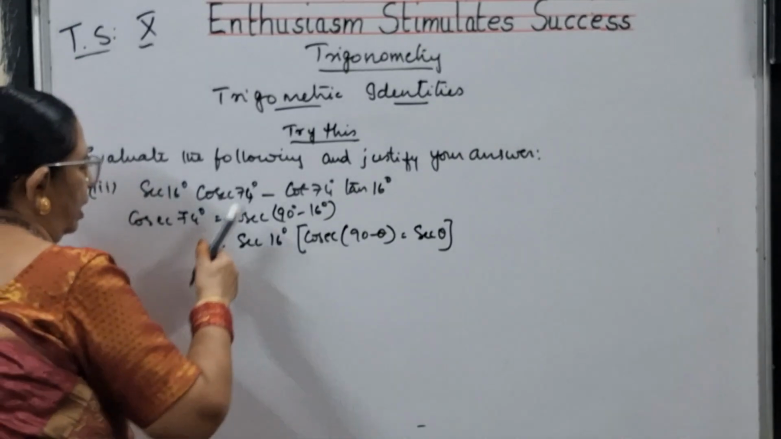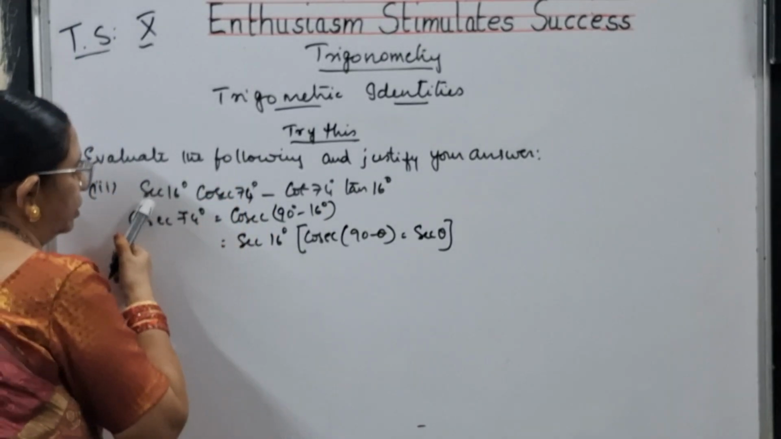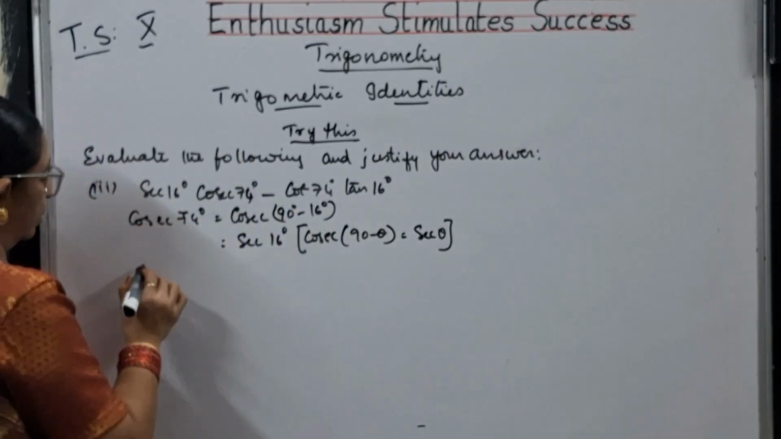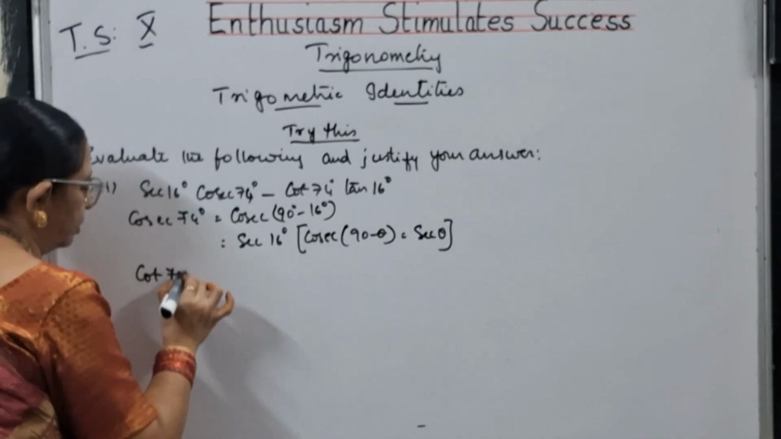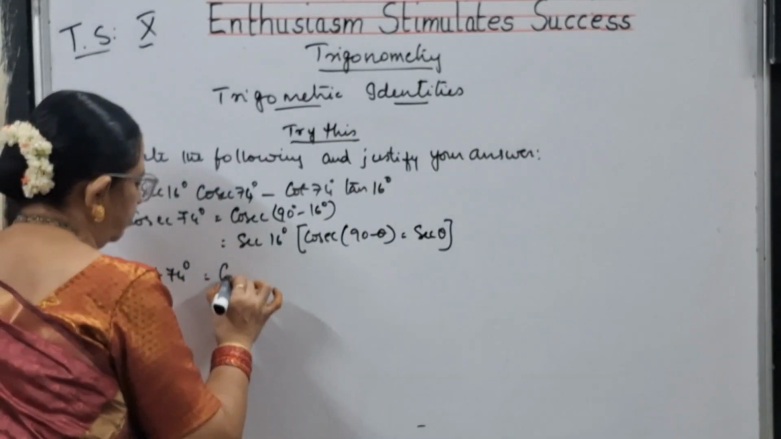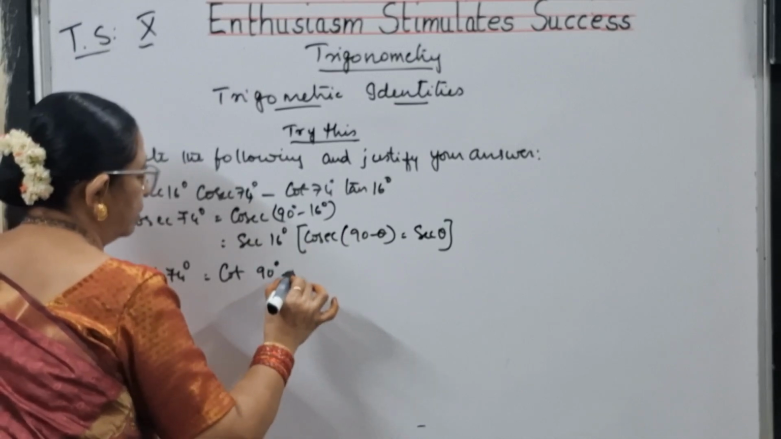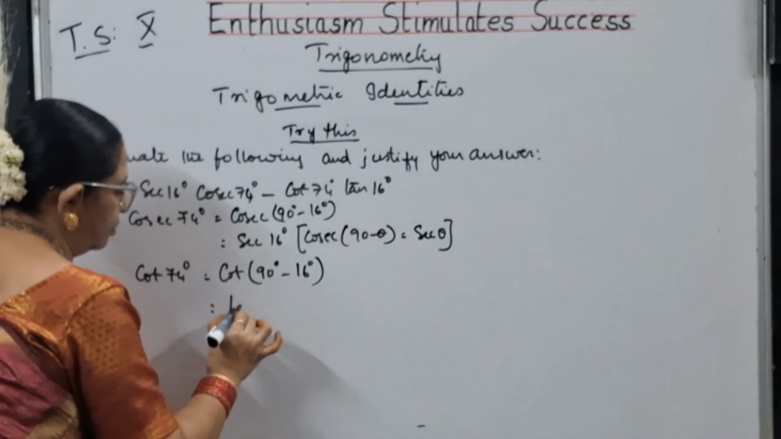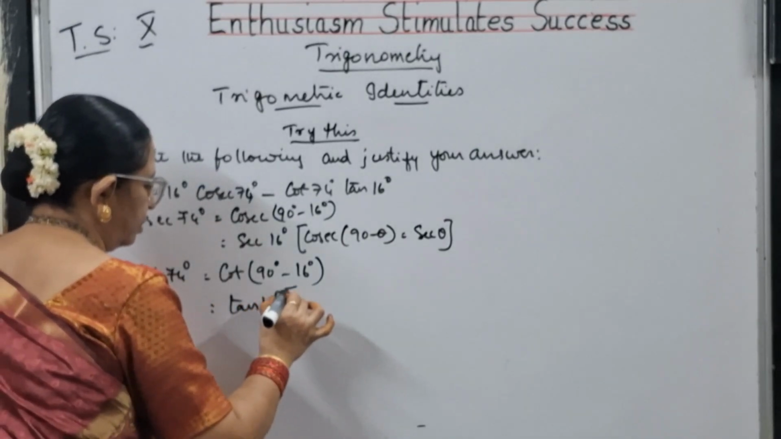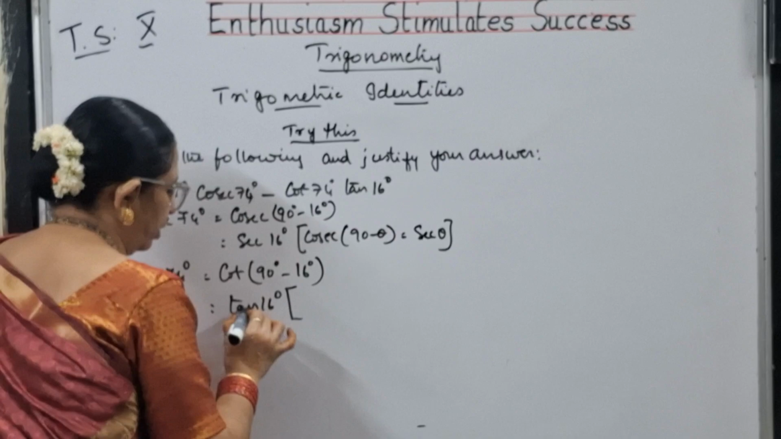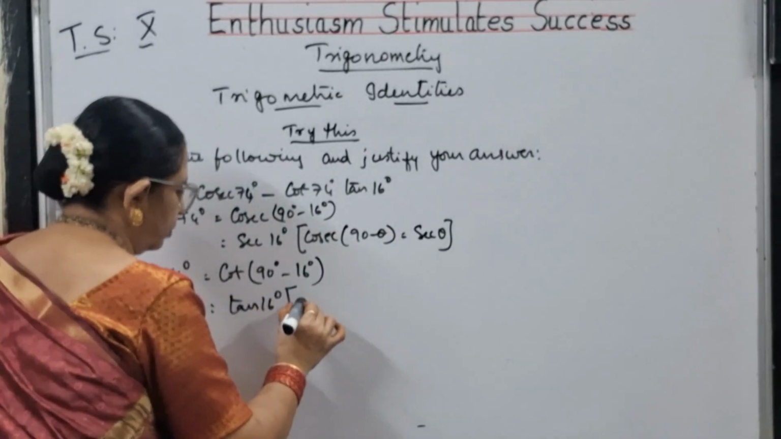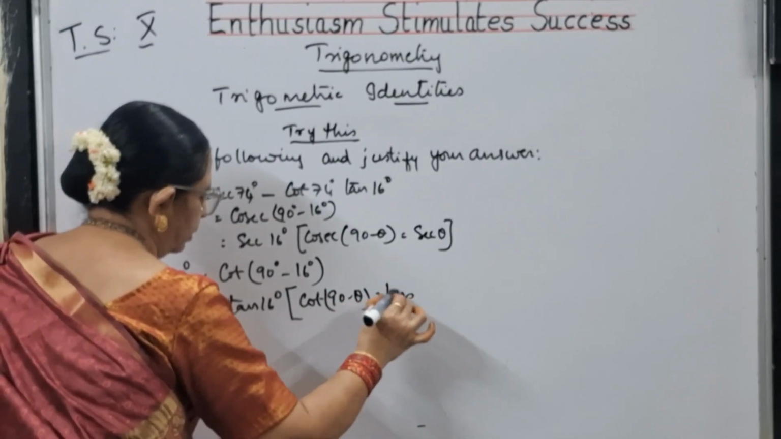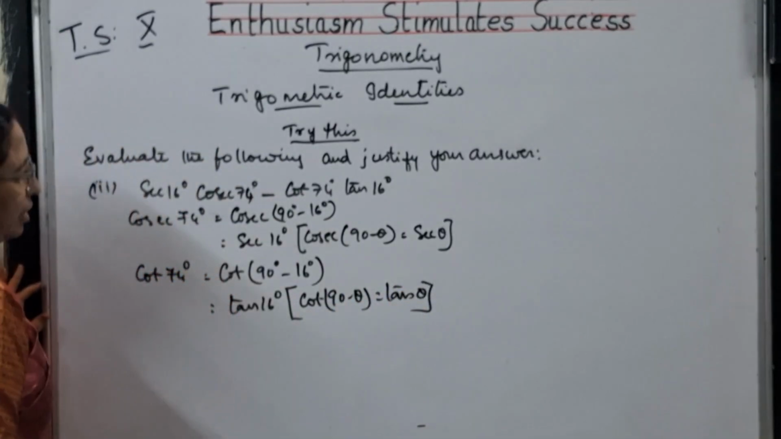Now similarly, I want tan, because I have converted this into secant. So the identity is secant square theta minus tan square theta. So I should take cot 74 degrees. Cot 74 degrees can be written as cot of 90 degrees minus 16 degrees. Cot 90 minus theta is tan theta. We know that cot 90 minus theta is equal to tan theta. So basing on this, you have got tan 16 degrees.